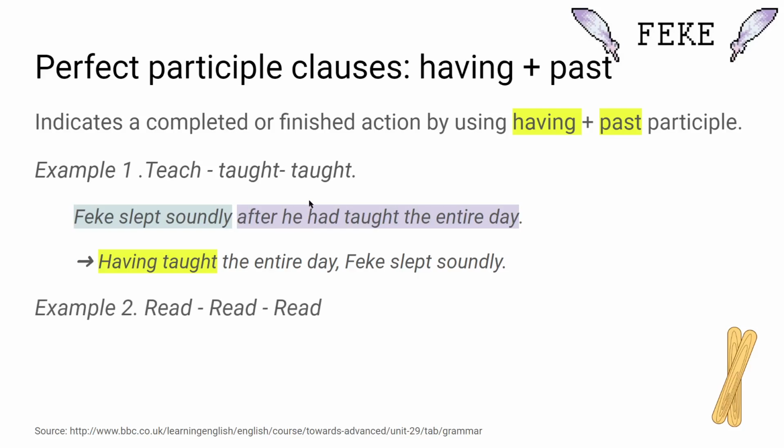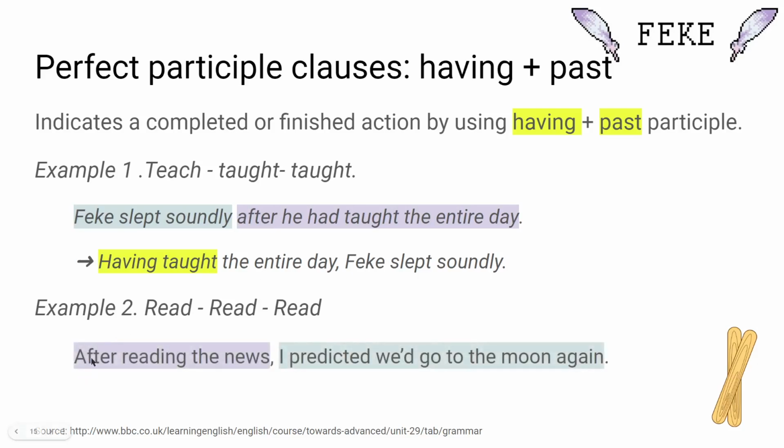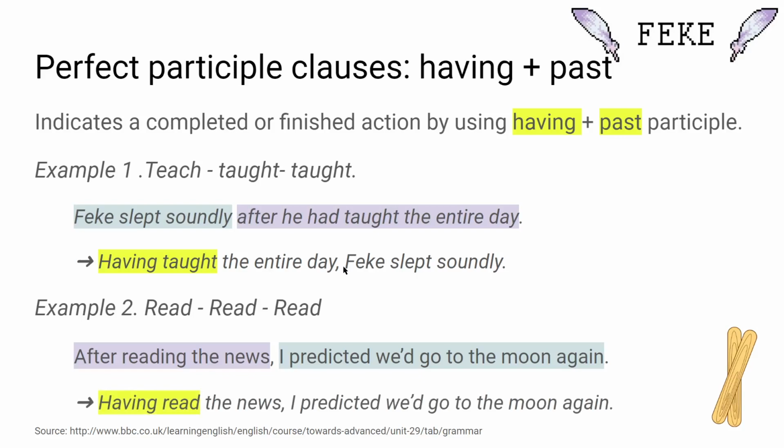Here's a little bit of a tricky one. We have the verb read, or read, read, read, spelled the same, pronounced differently. After reading the news, I predicted we'd go to the moon again. We take having together with read and put it at the beginning of the sentence. Having read the news, I predicted we'd go to the moon again. And once again, we omit certain words, make it a little bit shorter, but we keep the original meaning.